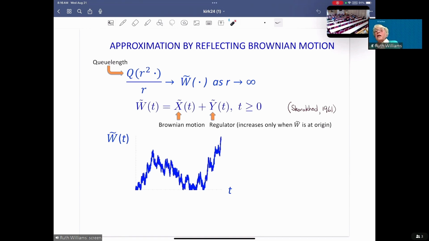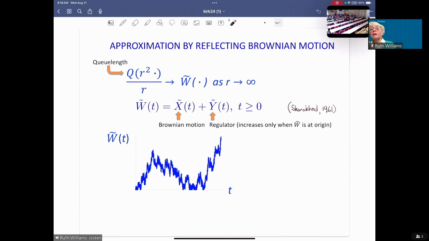This representation of reflecting Brownian motion goes back to Skorokhod, and you may wonder about the name. It comes from the fact that this process is equivalent in distribution to the absolute value of the Brownian motion. Although it's better to think of it as a regulated Brownian motion. Both of those you can think of as being RBM, which some people prefer to use.